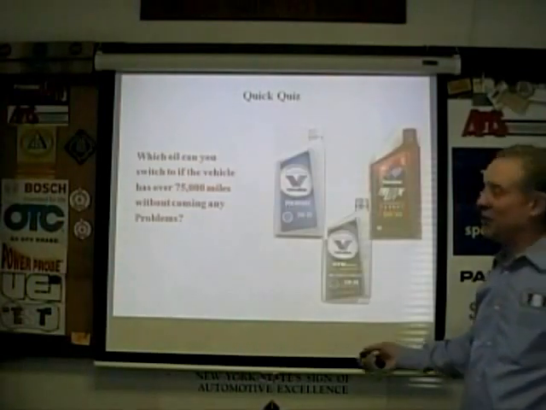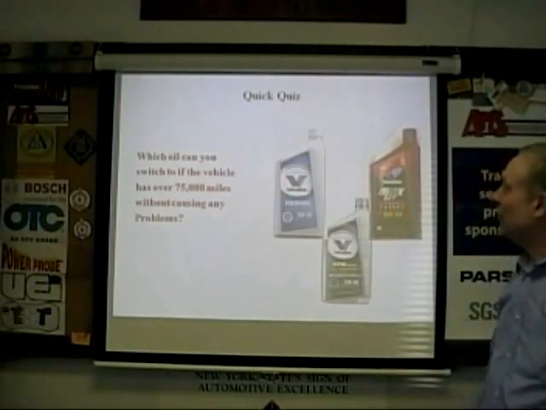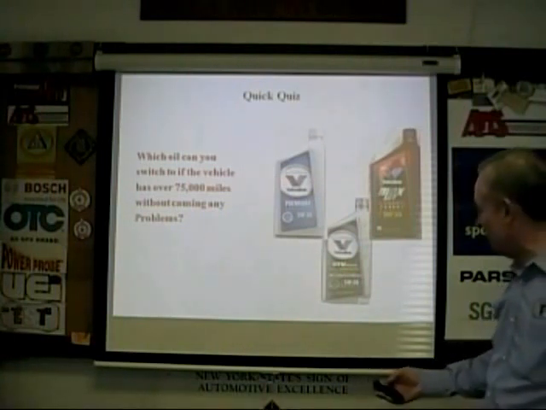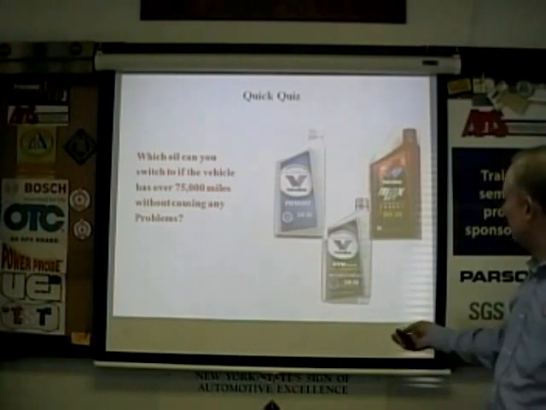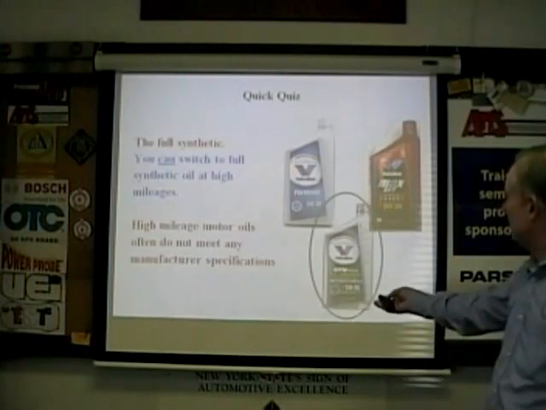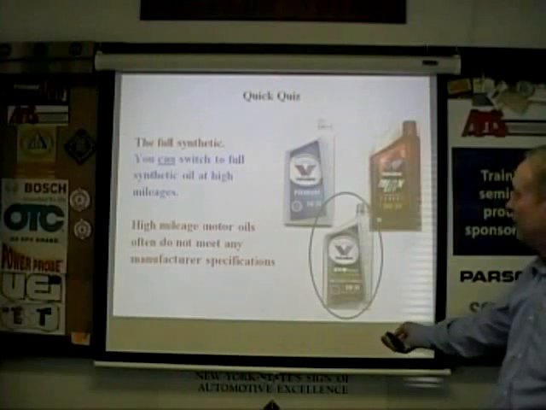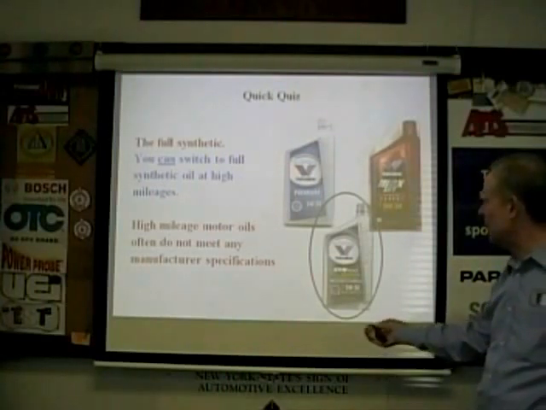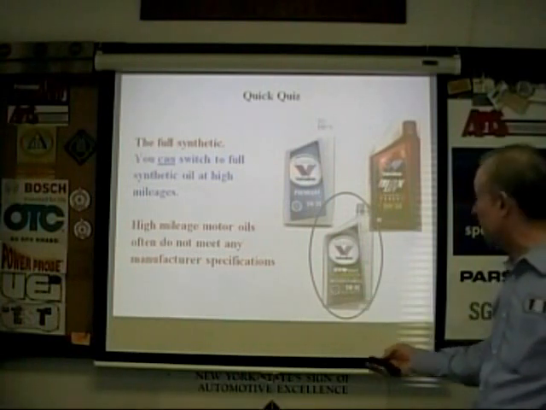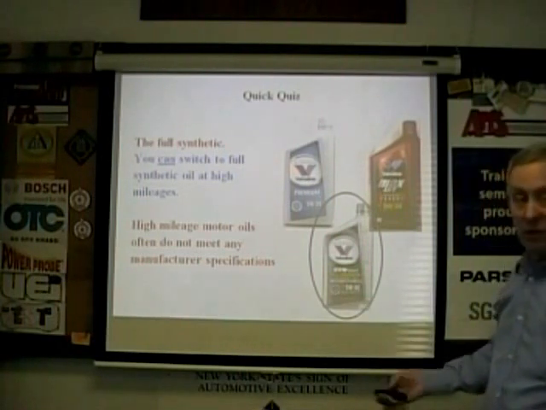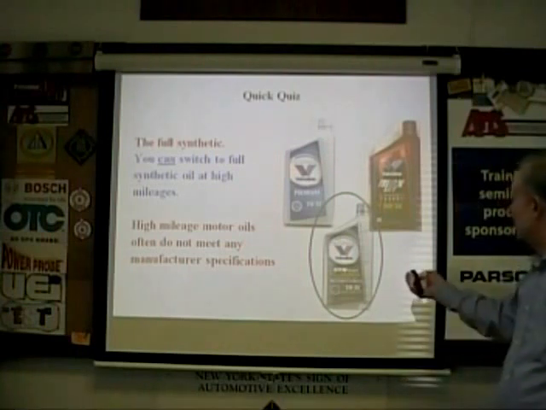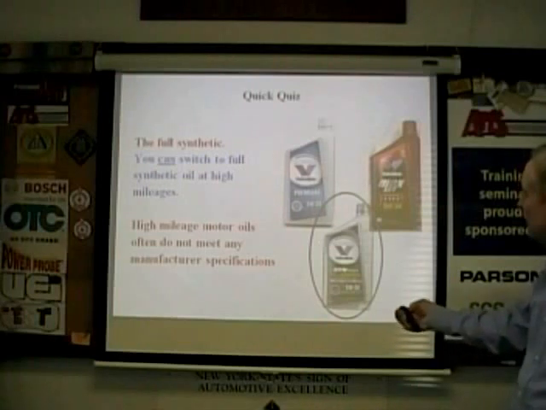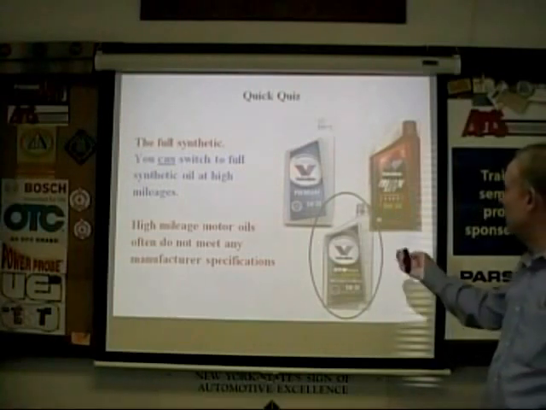All right. Quick quiz again. Which oil can you switch to if your vehicle has 75,000 miles without causing problems? Again, you're going to look for what's on the label. This one here. All right? They don't meet the manufacturer's specs. You have to look for the manufacturer's spec, not just on the front. You have to look at the back. Make sure it meets your spec. So that Valvoline MaxLife there looks like a good oil, but has no starburst, and you don't know what specs it meets.